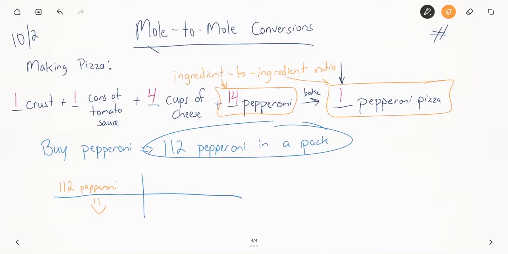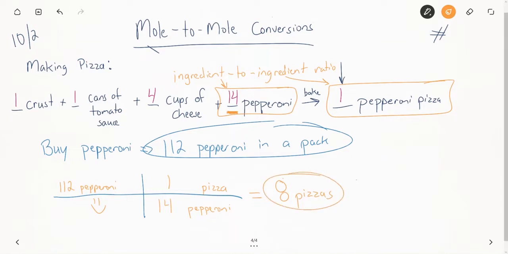If I treat these as units, then I can copy pepperoni down here and put pizzas up here. I'm going to take the 14 that goes along with pepperoni, and 14 will go down with my pepperoni unit. For every 14 pepperoni that I consume, I'll be able to produce 1 pizza. So now we need to do 112 divided by 14, and that comes out to a solid number of 8. This will allow me to make 8 pizzas total. That's what we have determined: if I buy this pack of pepperoni, I can theoretically make 8 pizzas.